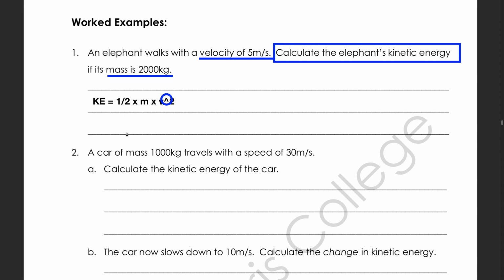Plugging in the values, we will get KE equals 1/2 times 2000 times 5 squared, which we can rewrite as 1/2 times 2000 times 25, because 5 squared is 25. All of that will give us a value of 25,000 joules. In this case, since there are only 3 zeros, it does not really make that much sense to convert it into standard form. You can also write 25 kilojoules instead. Both will be accepted.